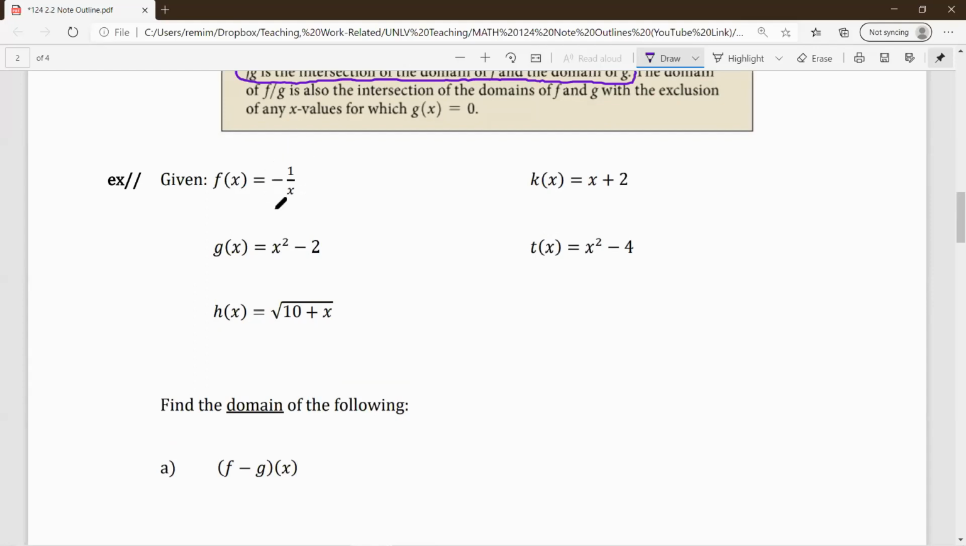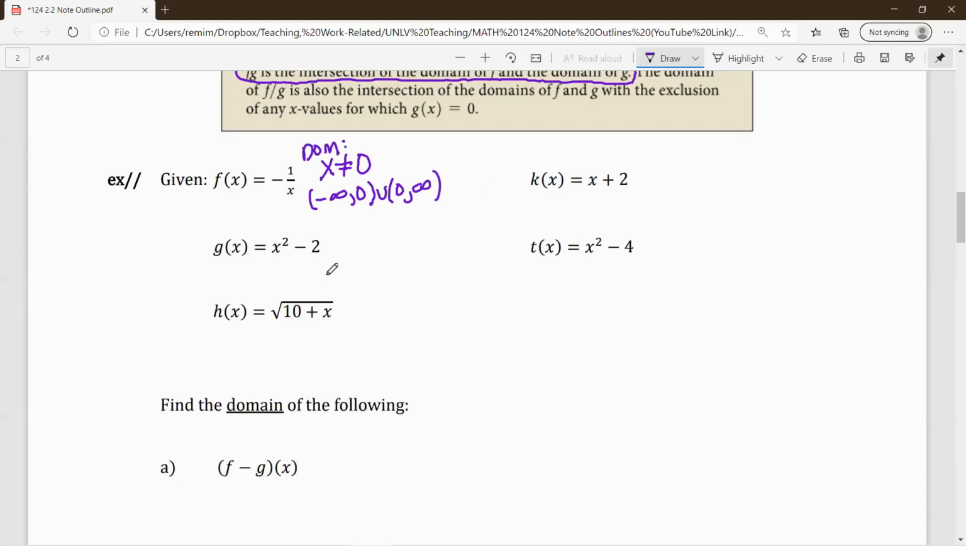So does f of x have a denominator? Yeah, it definitely has a denominator right there. X is the denominator. Does it have any even roots? Nope. So we have to worry about that denominator, and we always take the denominator and set it not equal to 0. And then we can write it in interval notation if we want that, but this is the domain for that one.